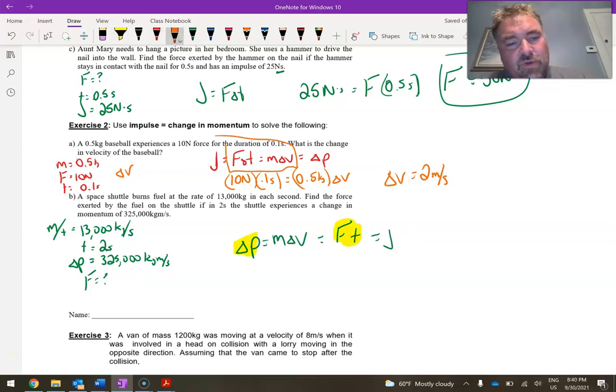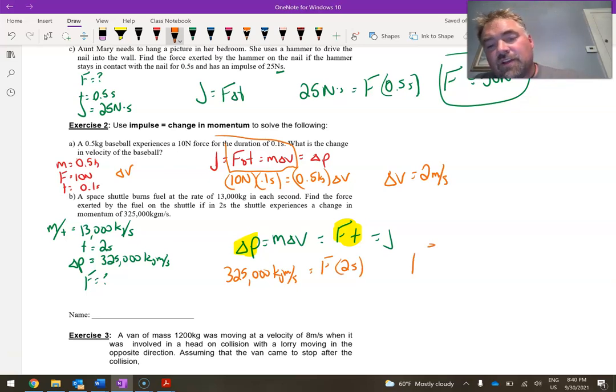My change of momentum is 325,000 kilogram meters per second. I'm looking for my force, and I know that my time is a whopping 2 seconds. So I didn't need that mass per time that I had before. When I solve for this, I get a force of 162,500 newtons. So a lot of force there.